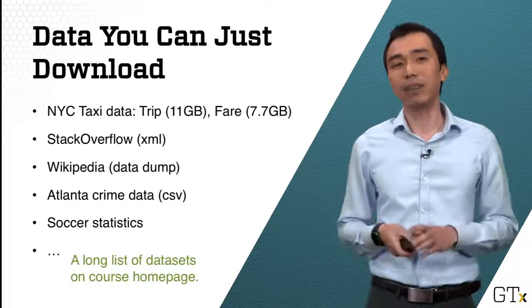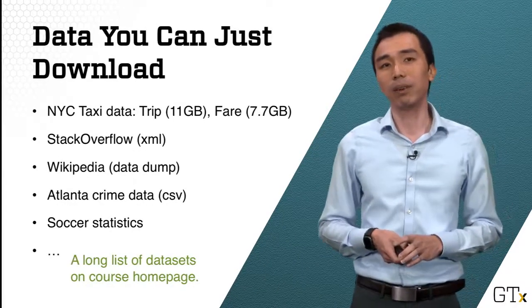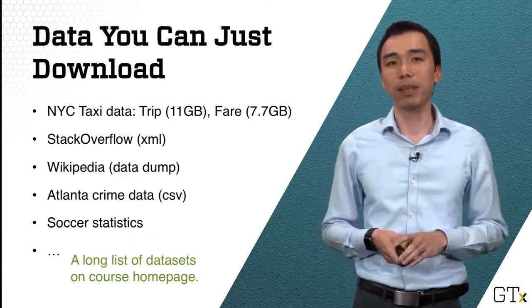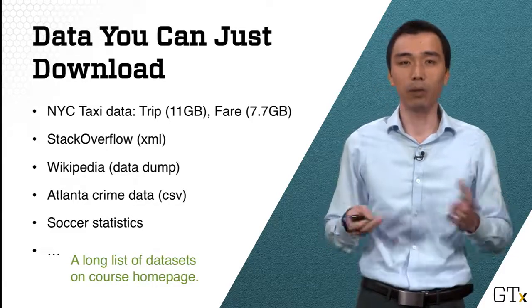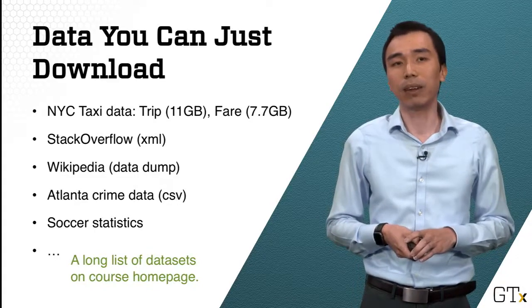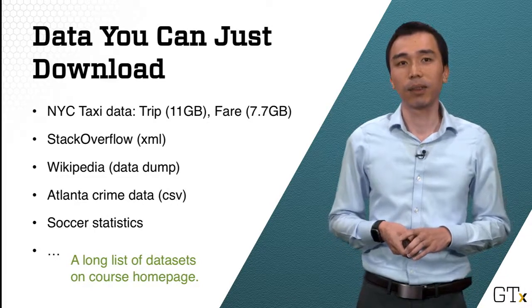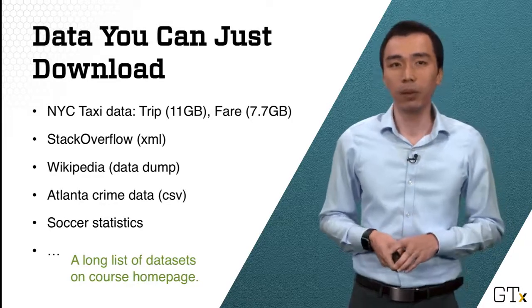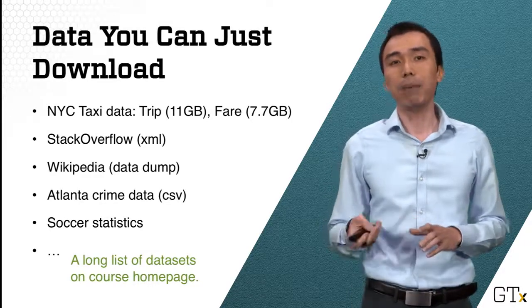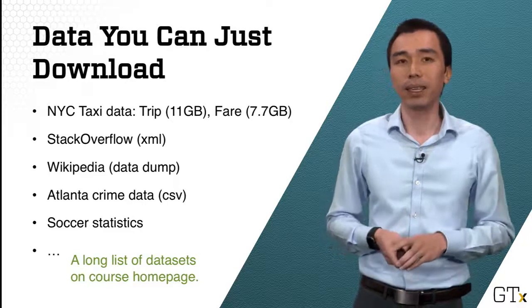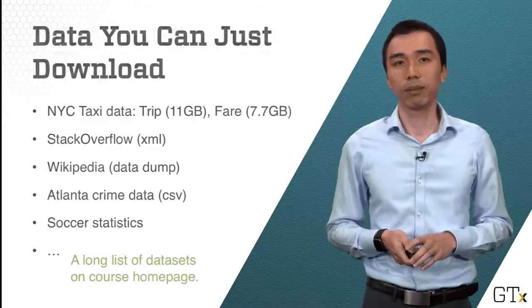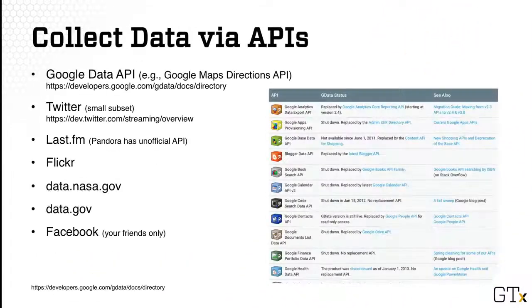So there is already a lot of data that you can just download. For example, the New York Taxi data, or Stack Overflow, which is a question answering website. If you ever do programming, actually all of you would need to use Stack Overflow a lot. Or Wikipedia, where you can get the whole dump of Wikipedia and use it. Or you can look at a lot of crime data. Actually, now different cities, including Atlanta, put that crime data up on their website as well. So these are data that you can just download.